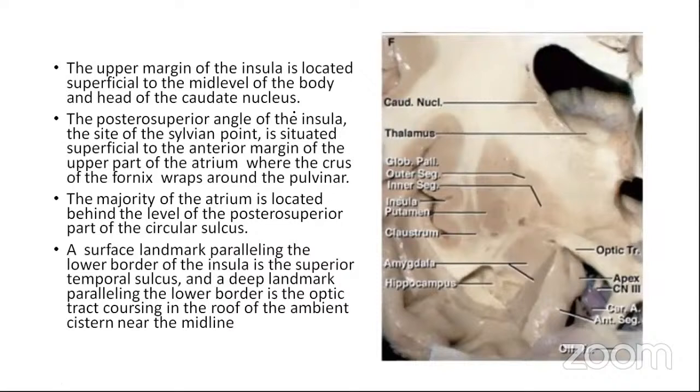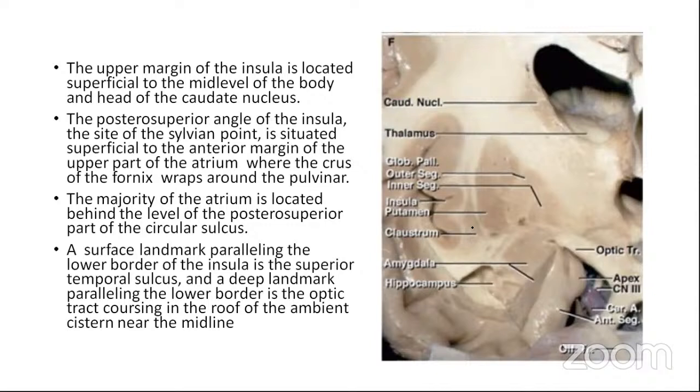So the upper margin of the insula is located superficial to the mid-level of the body and head of the caudate nucleus. The posterior superior segment of the angle of the insula is the site of the Sylvian point, situated superficial to the anterior margin of the upper part of the atrium, where the crus of the fornix wraps around the pulvinar. The majority of the atrium is located behind the level of the posterior superior part of the circular sulcus.